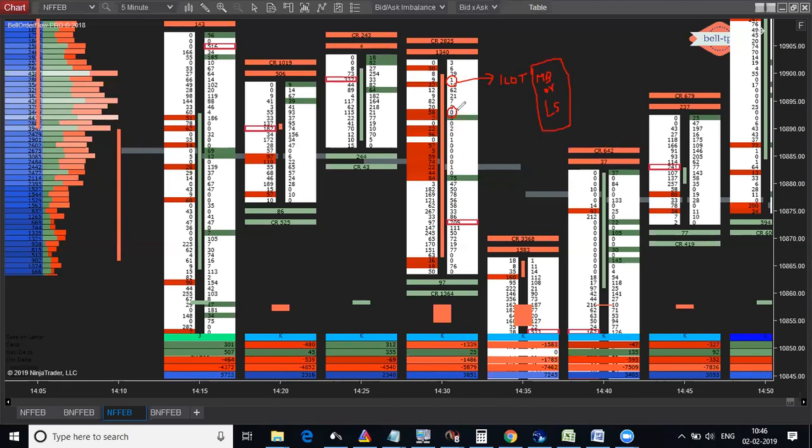The zero here represents that at that level there are no limit sell orders placed. So at that level there is no liquidity. When I say liquidity, I'm talking about limit orders. There are no limit order sellers at that place. When somebody pushes a market order, price will jump to the next level.